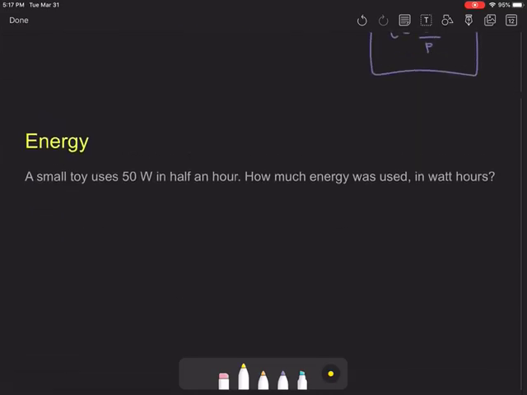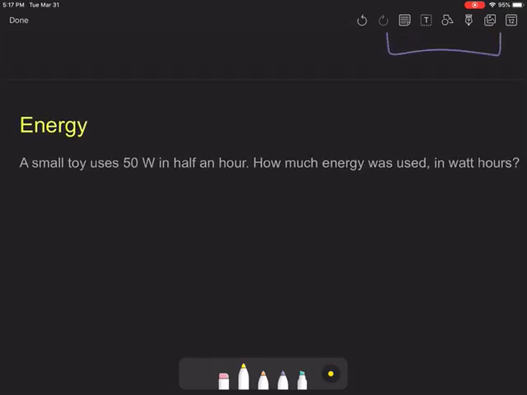All right. Last but not least, we have one more question. It's awesome because we are going to figure out this last one together. So here we have a question about energy. And it's a little bit different than maybe some of the other questions that we saw before, but still kind of the same all at once. So we have a small toy, some random toy, and it uses 50 watts in half an hour. How much energy was used in watt hours? Fun little tidbit here.